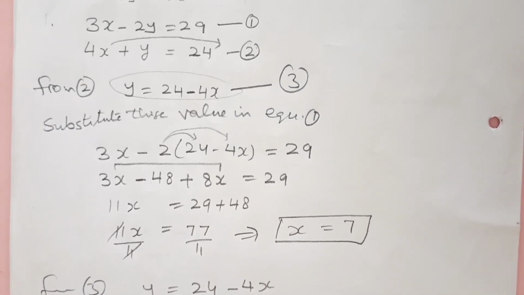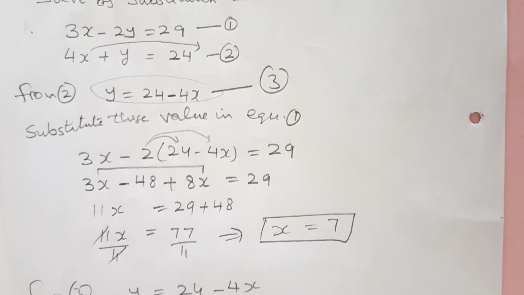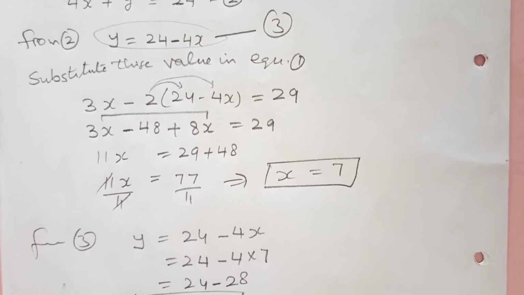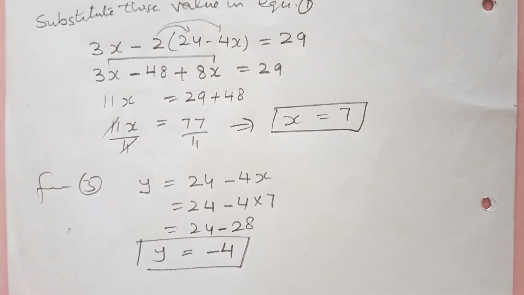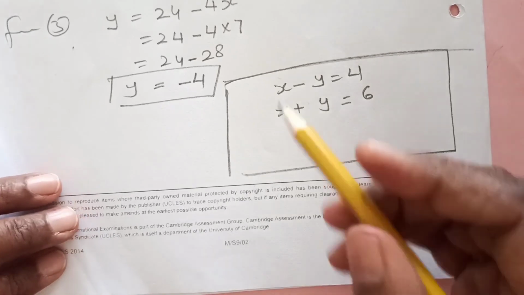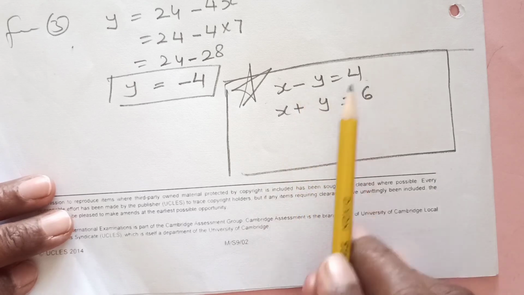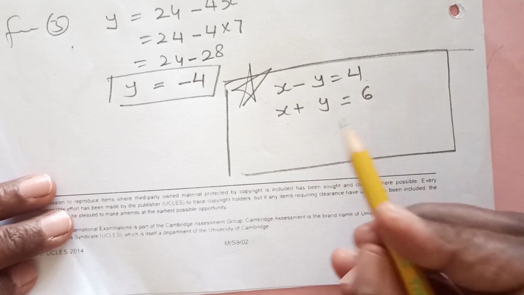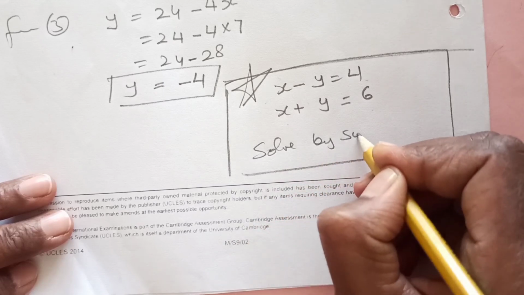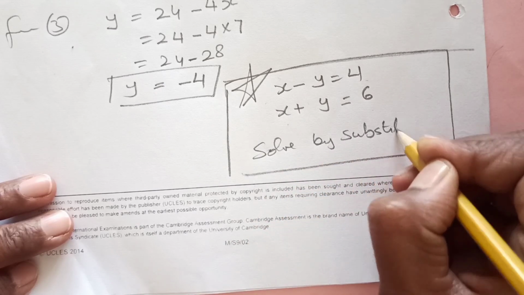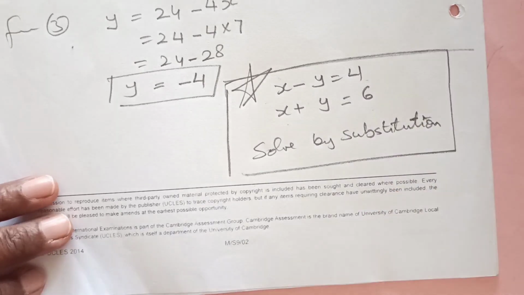So this is how you can use the substitution method to find the values of the variables of the equations, right? So here is another question. I am giving you an example: x minus y equals 4 and x plus y equals 6. This you can solve by the substitution method, right? So try this on your own so that you can practice.